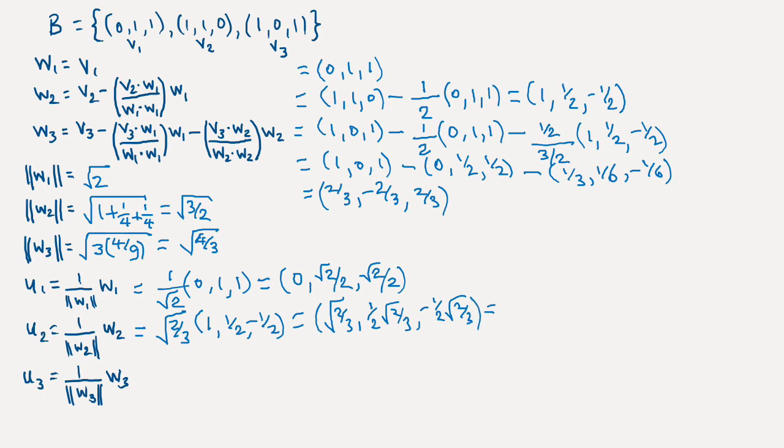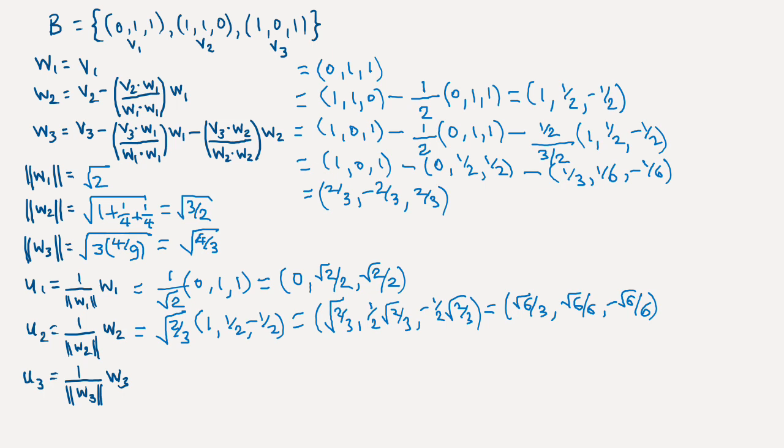But I don't really like having the square root 3 in the denominators here, so what I'm going to do is multiply numerator and denominator by root 3 to get rid of that root 3 in the denominator. So that means I'm going to end up with root 6 over 3, and then root 6 over 6, and then finally minus root 6 over 6.